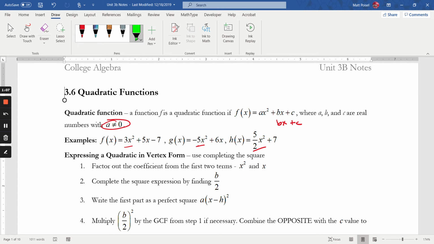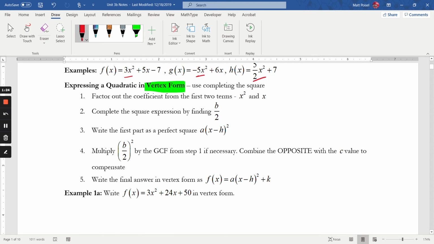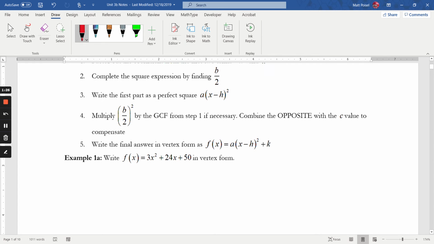All right, one of the first things we're going to focus on is something called vertex form. So you should have explored a little bit, and you should have an idea of why it's called vertex form. But we want to practice getting those equations or expressions into vertex form. Okay, we're going to complete the square. There's the directions for completing the square.